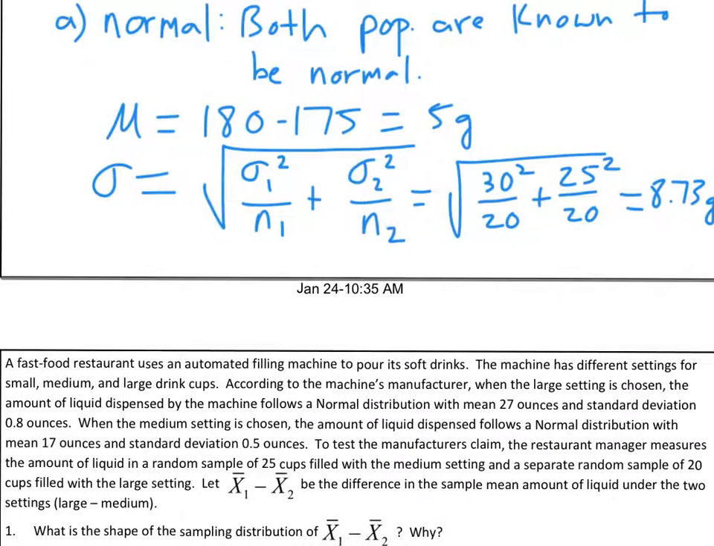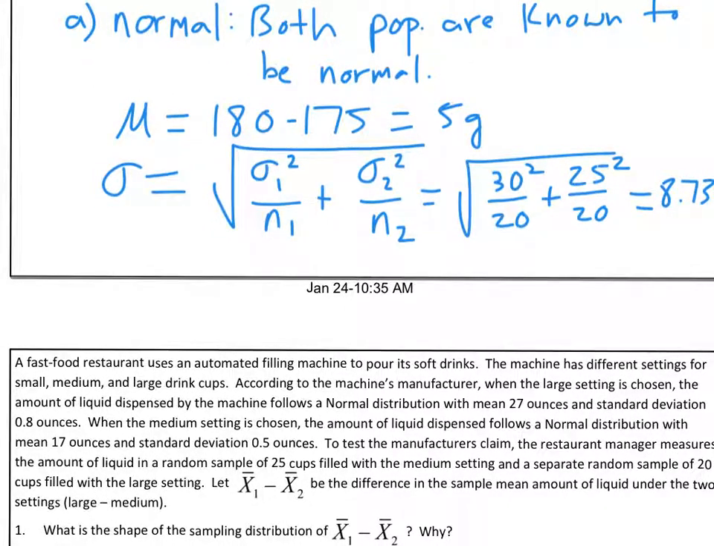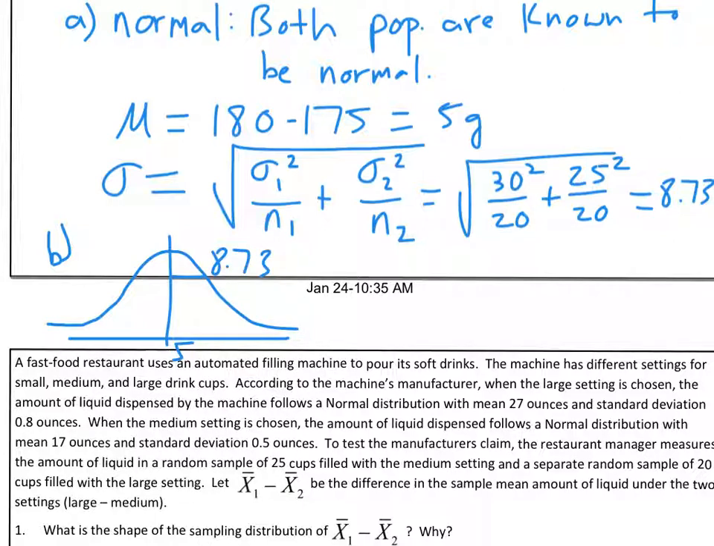All right, really low on space here. I took up way too much for part A. I need room for a normal curve, but we can fit it in. We can do it. Here's our normal curve. We said this was centered around 5 with a standard deviation of 8.73.